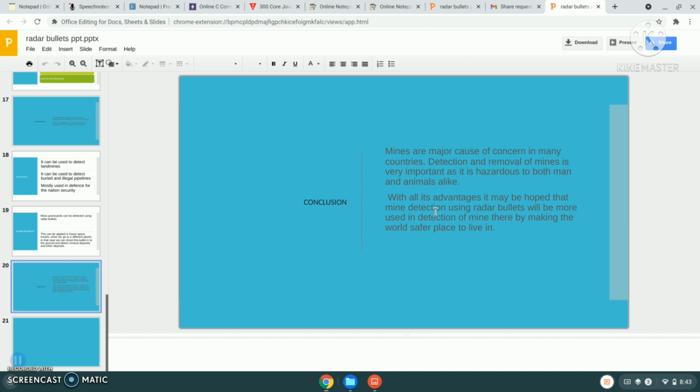Conclusion: with all its advantages, it may be hoped that mine detection using radar bullets will be more used in detection of mines, thereby making the world a safer place to live in. This is the entire PPT of radar bullets.